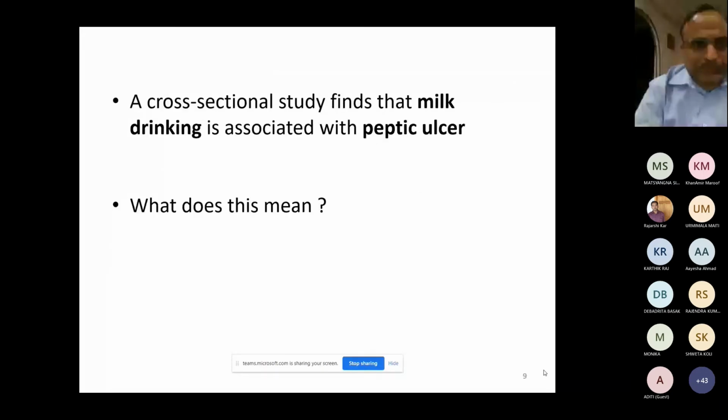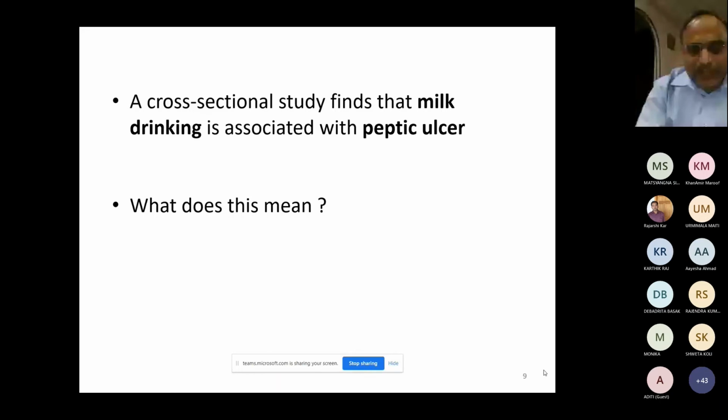Okay, now going to the same topic of peptic ulcer. Now a cross-sectional study finds that milk drinking is associated with peptic ulcer. तो ये क्या मतलब है इसका? इसका मतलब क्या है? इसका मतलब हो सकता है, मिल्क ड्रिंकिंग से पेप्टिक अल्सर होता है या मिल्क ड्रिंकिंग के पेप्टिक अल्सर नहीं होता है? एसोसिएशन है, ये नहीं पता हमें कि किस तरफ है. ये भी नहीं पता ज्यादा मिल्क पीने से हो रहा है कि कम मिल्क पीने से हो रहा है.